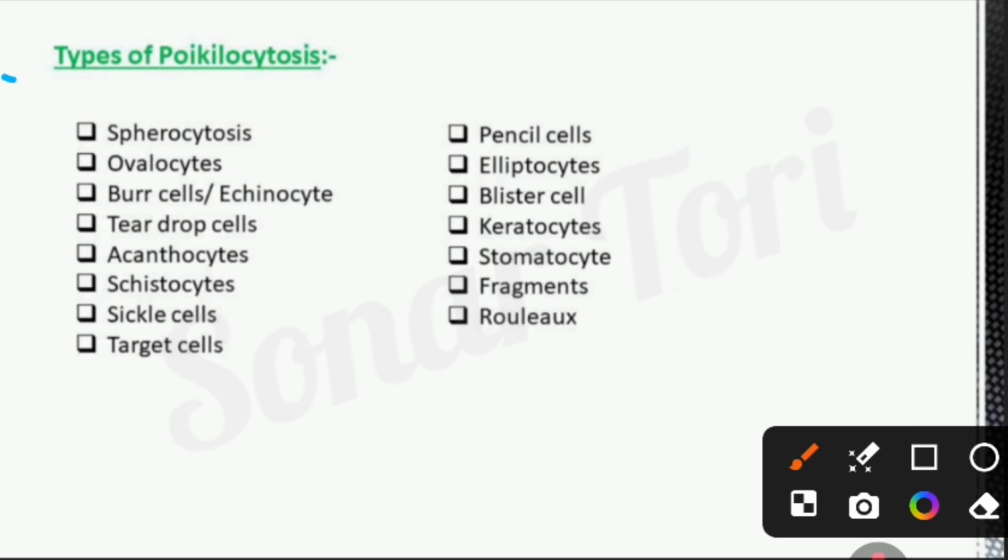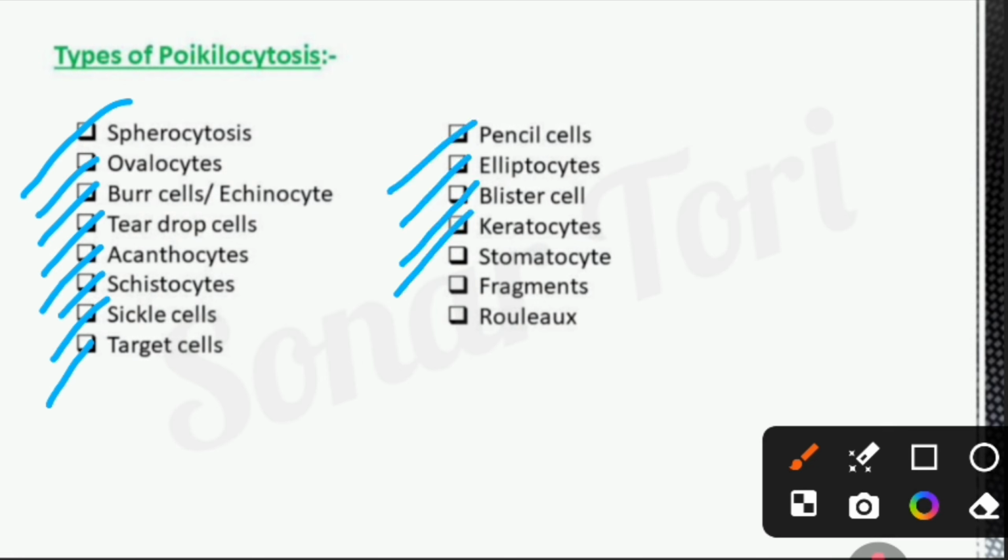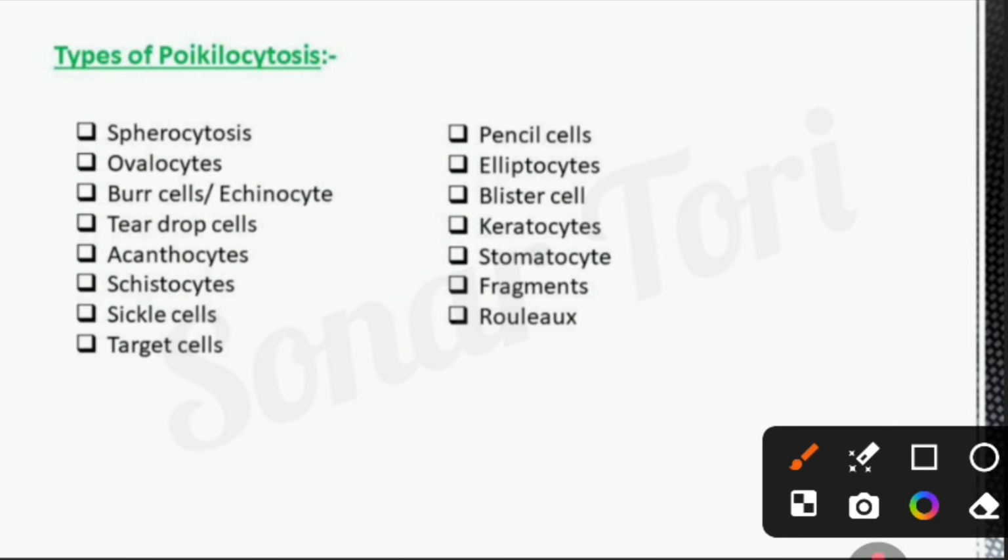Types of poikilocytosis. These all are the types of poikilocytosis. Those are spherocytes, ovalocytes, burr cell or echinocyte, teardrop cell, acanthocytes, stomatocytes, sickle cell, target cell, pencil cell, elliptocytes, blister cell, keratocytes, stomatocyte, fragment and rouleaux formation. These all are discussed from the next slide one by one.